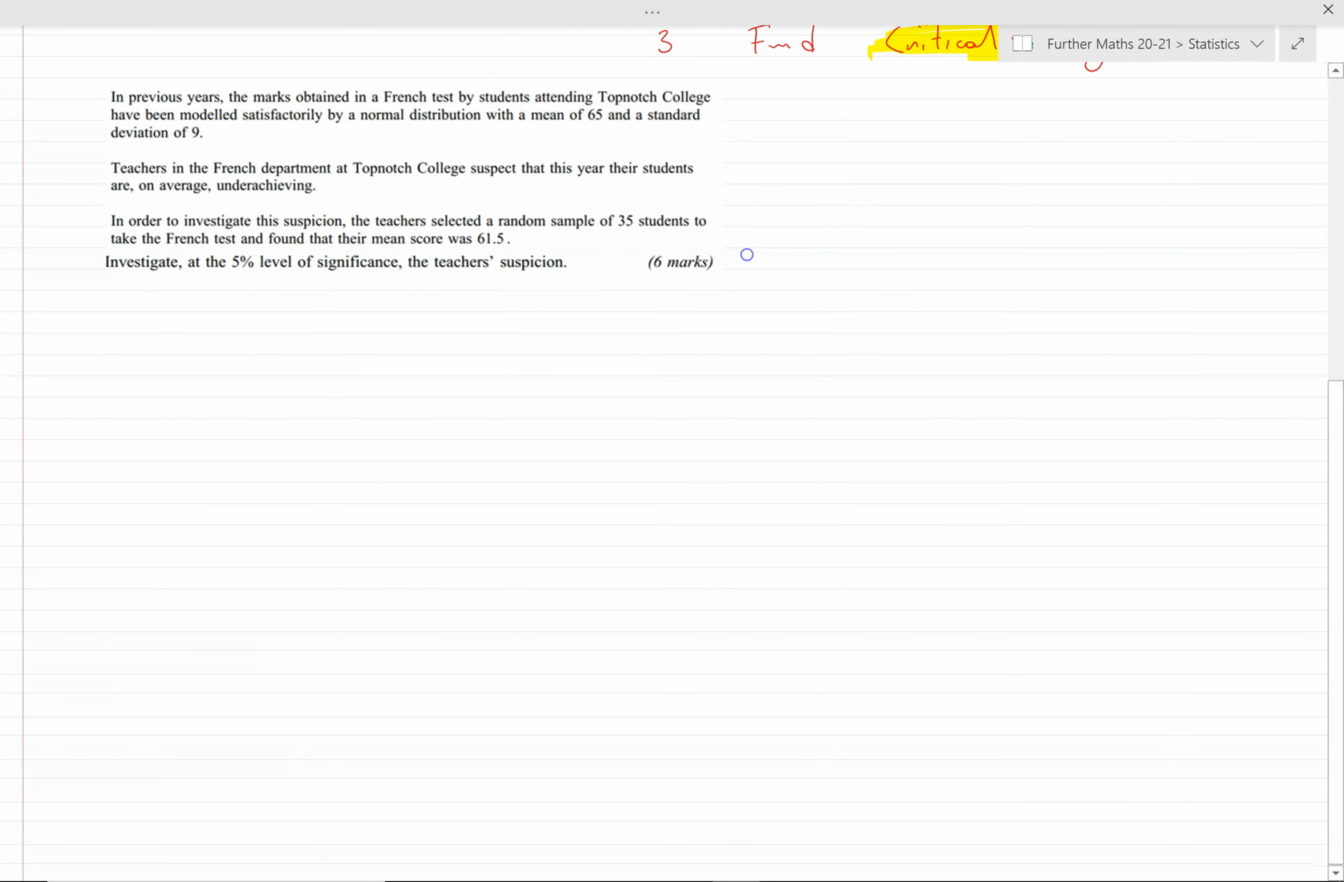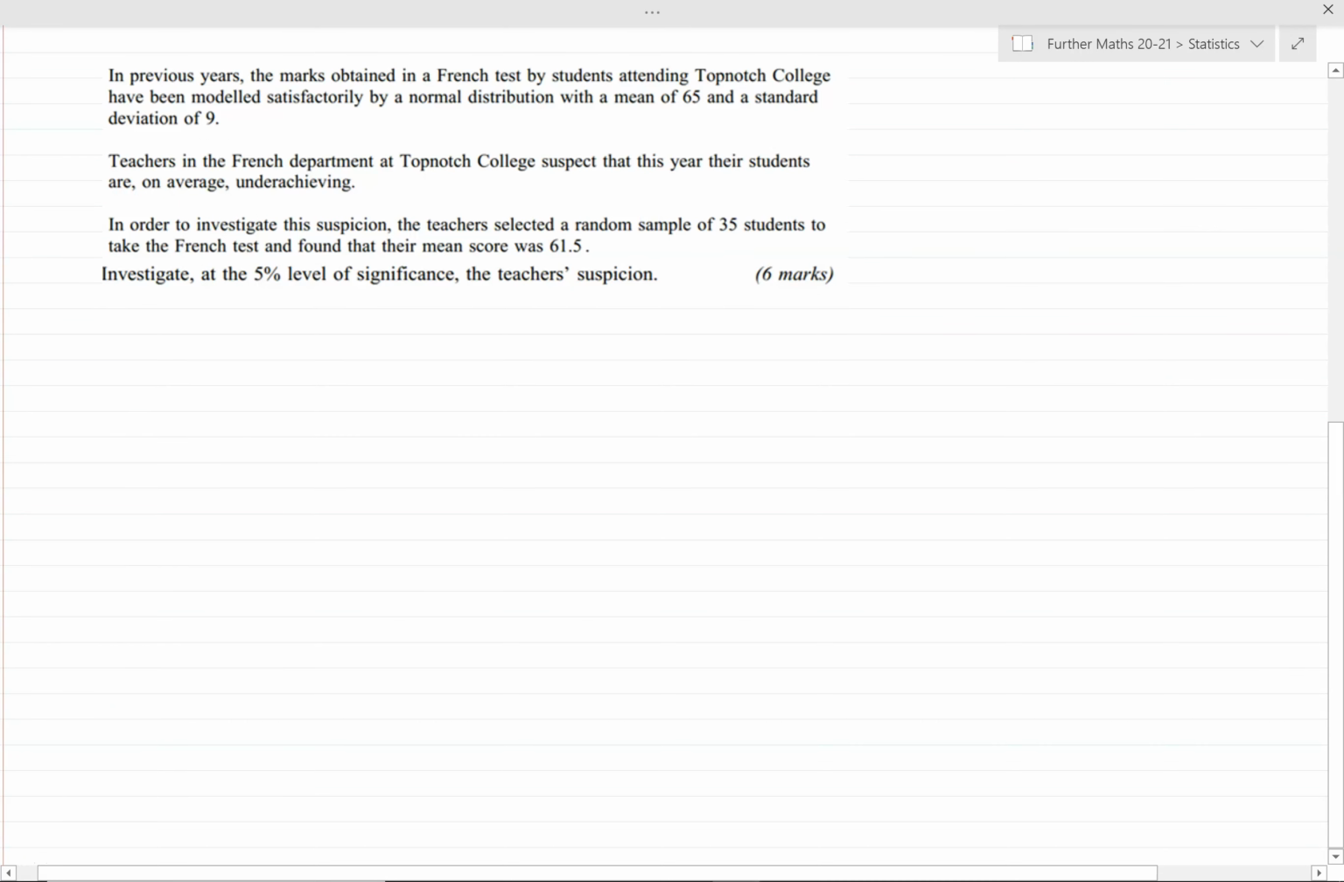Here's a question. This is an old AQA A-level maths question. In previous years, the marks obtained in a French test by students attending Top-Notch College have been modelled satisfactorily by a normal distribution with mean 65 and standard deviation 9. Teachers in the French department at Top-Notch College, you like the way that examiners have a sense of humour here, suspect that this year their students are on average underachieving.